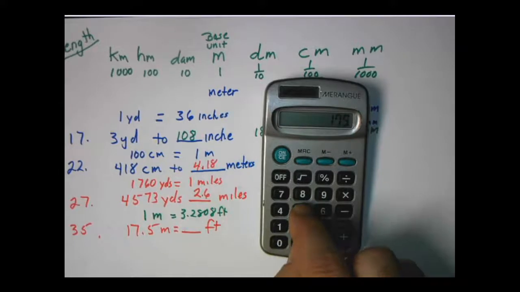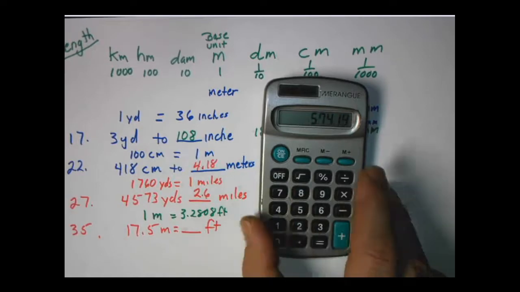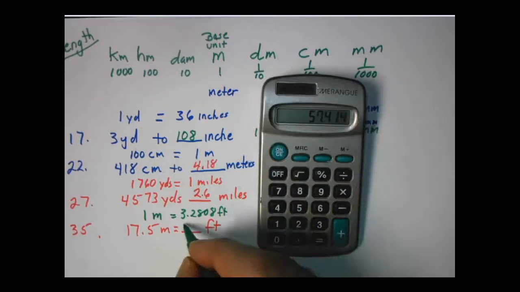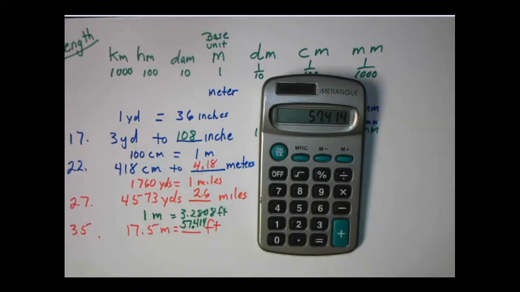So 17.5 times 3.2808 equals 57,414. Decimal here. And it's divided by 1, which is assumed at that point. So once we have our ratio, off we go.